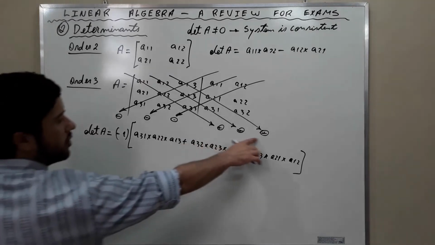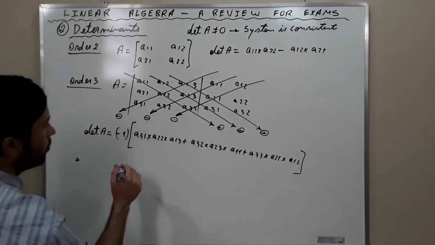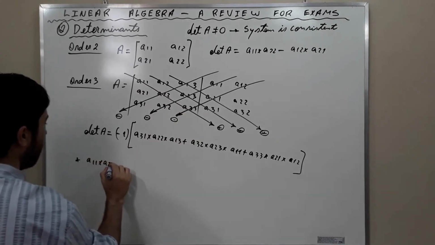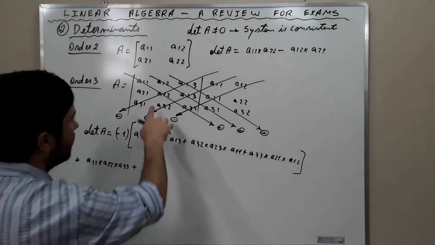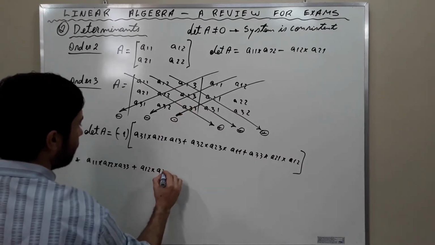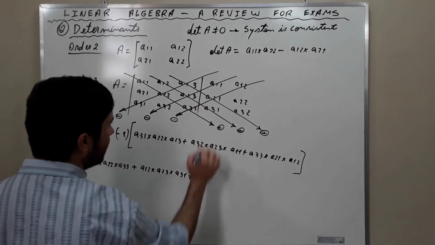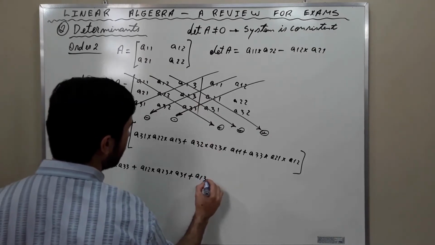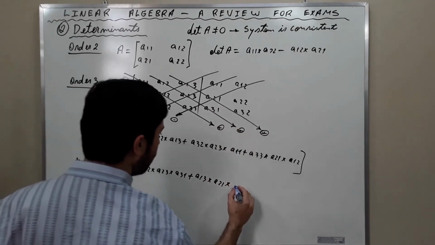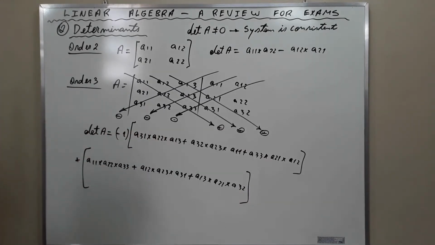And the positive side: plus A11 times A22 times A33, plus A12 times A23 times A31, plus A13 times A21 times A32. Okay? This is the rule of Sarrus.